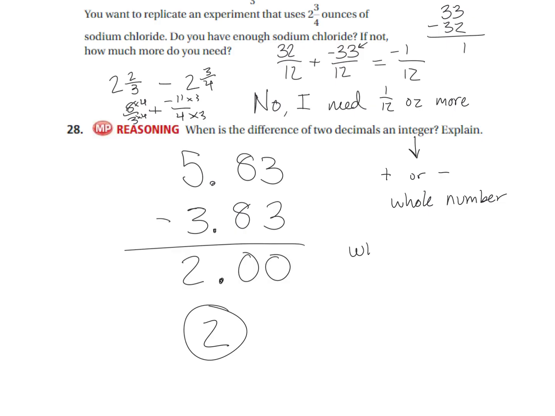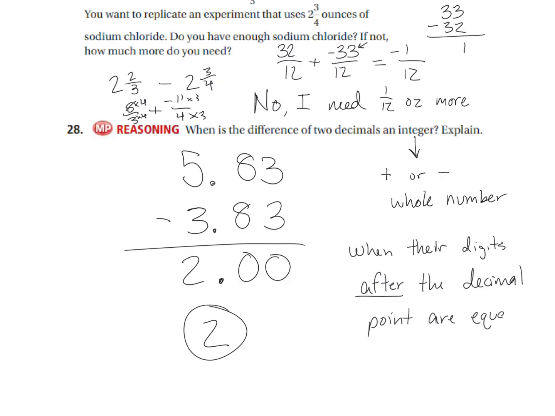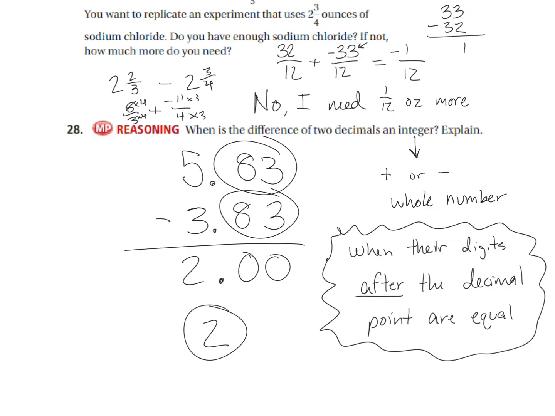So when is the difference of 2 decimals an integer? Okay, it would be when their digits after the decimal point are equal. Okay, so if I had 5.83, this means that my other number would end in 0.83. Okay, and my explanation is kind of right there. Okay, showing it has to be that way, otherwise this won't be an integer.